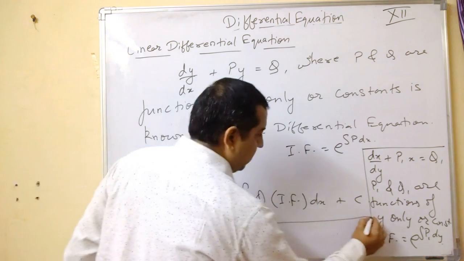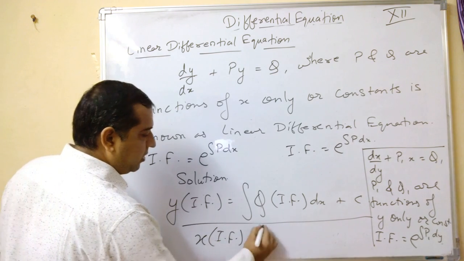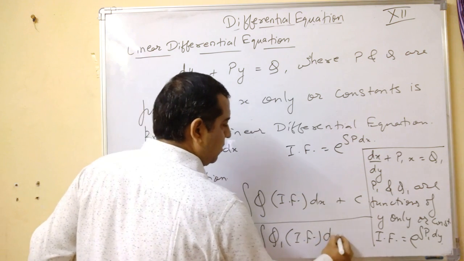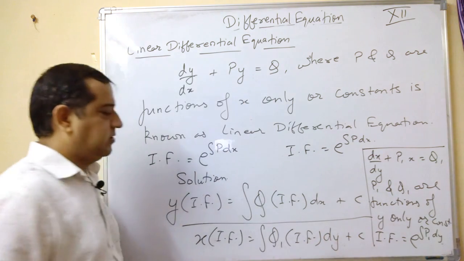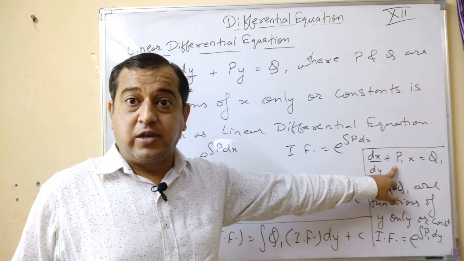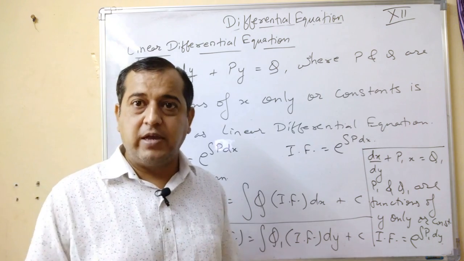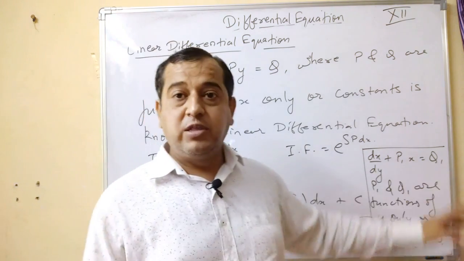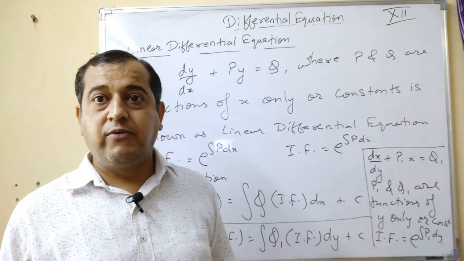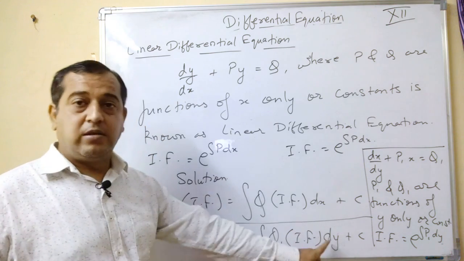Okay, and as far as solution of this is concerned, it will be x into integrating factor is equal to integral q1 into integrating factor into dy plus constant. Okay, means this is also linear differential equation. In this case, x is the dependent variable and y is the independent variable. Working procedure बिल्कुल वैसा है, सिर्फ ध्यान क्या रखना है, p1 and q1, these are functions of y only, maybe constants. Okay, integrating factor will be e raised to integral p1 dy, and further solution will be this.